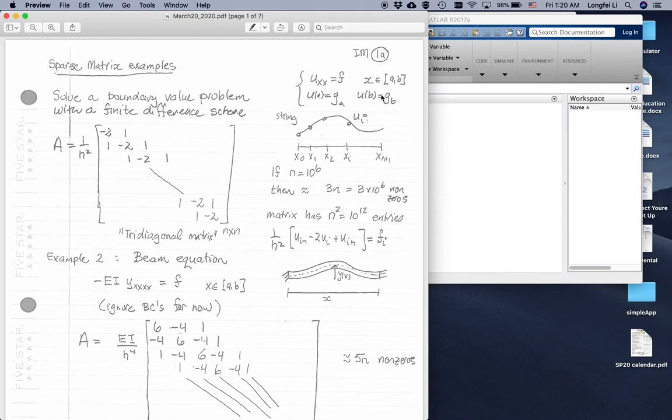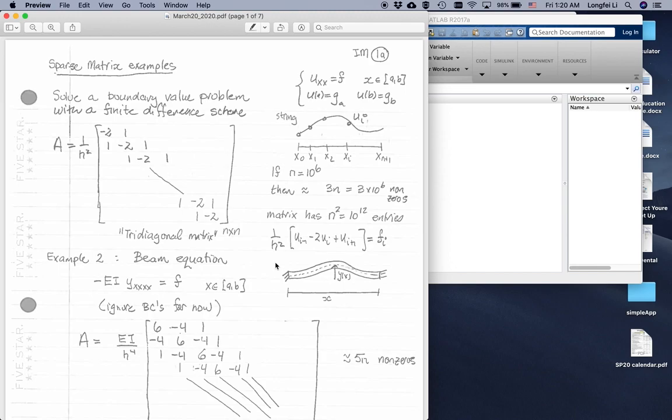Then we discretize this domain a to b into n plus 2 points, so the boundary points are x0 and x_{n+1}, and then we have interior points in between. Then we can approximate the second derivative u_xx using a finite difference approximation. For example, we approximate the derivative at i using its neighbors: u_{i-1} minus 2 times u_i plus u_{i+1}, divided by h squared. This h is the width of your grid spacing.